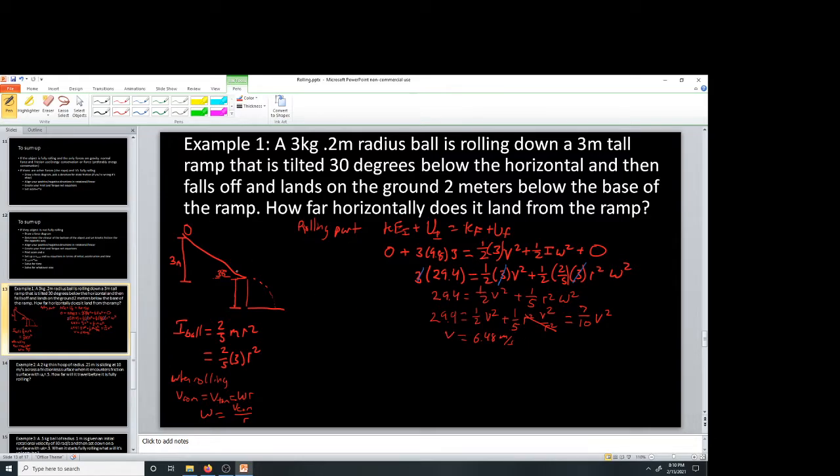And this is at that angle. So now we have to do 2D kinematics. So we have v initial x equals 6.48 cosine of 30. V initial y equals 6.48 times sine of 30. And I guess I should say this is down, so negative. I'll just make it negative to begin with. I think I'm doing this the hard way.